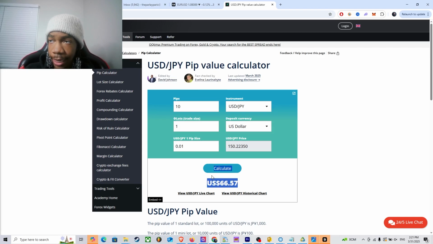So any pair with JPY in it is going to be a different amount that you win or lose, so you want to pay attention to that. How I used to calculate, I used to multiply it by about a half or something like that. But it's easy to do in a pip calculator like I'm showing you now. You just put in your pips, put in your lot size, and boom. Over a while, you should be able to do it in your head.